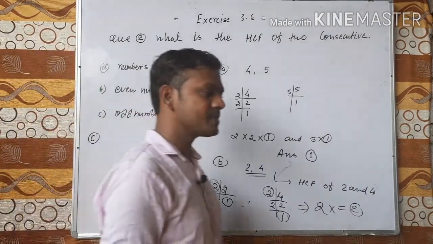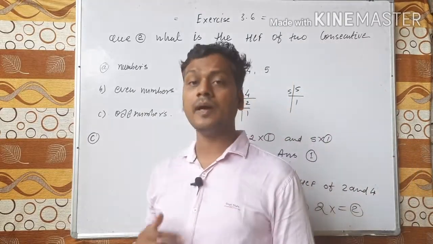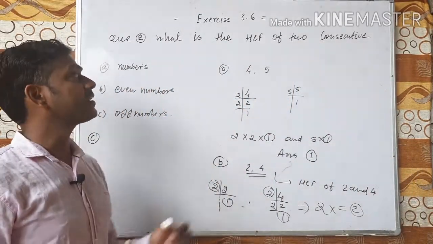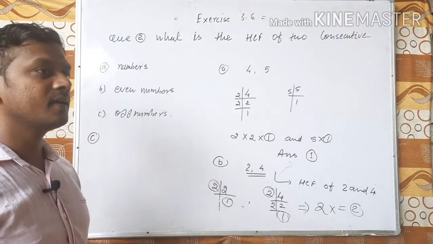Okay, odd numbers means that is not divisible by 2. That is not divisible by 2 is an odd number. Then find the two consecutive odd numbers का HCF आपको क्या करना है, कैलकुलेट करना है.